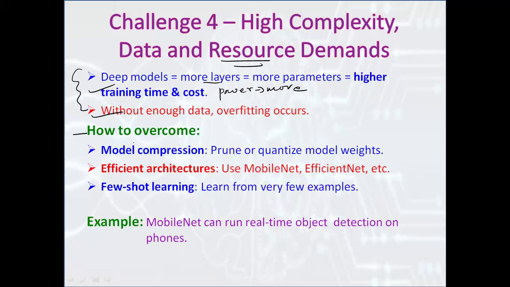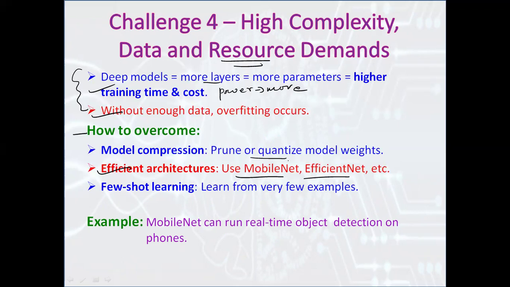Model compression, that means prune or quantize model weights. Compression techniques reduce model size by removing unnecessary weights or lowering precision without significant accuracy loss. Next, efficient architecture. By using MobileNet and EfficientNet, etc. These models are specifically designed to offer a balance between performance and efficiency, making them suitable for resource constrained environments.